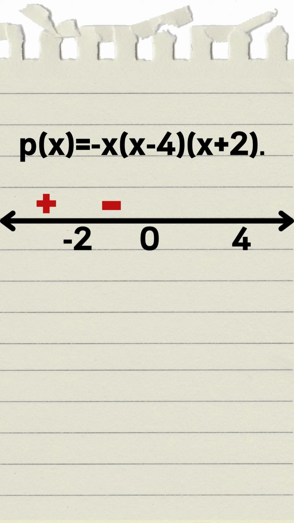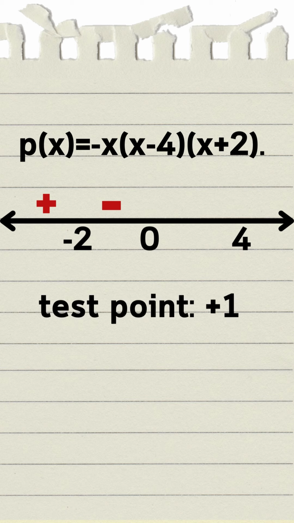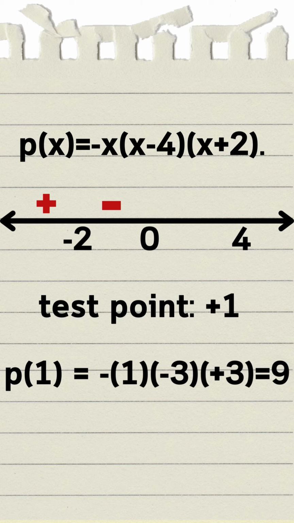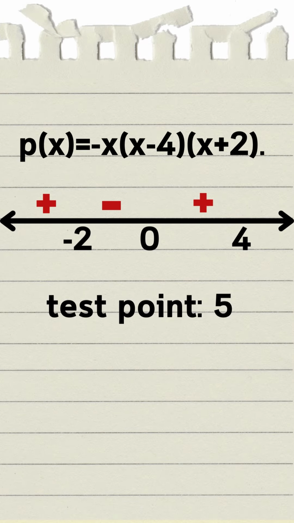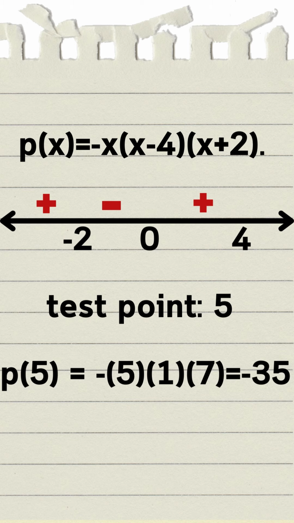So the next test point would be positive 1. We plug in positive 1 and we get positive 9. So that interval is positive. And our last test point would be positive 5. We plug in 5 and we would get negative 35. So that interval is negative.